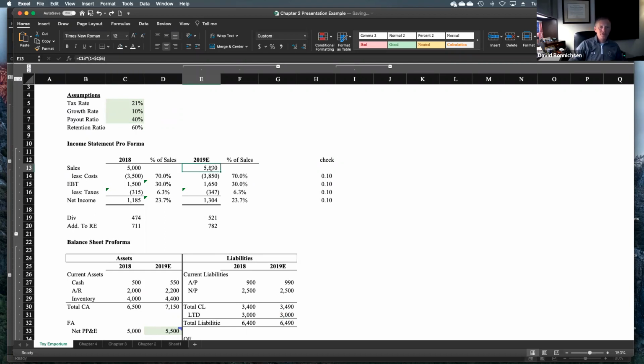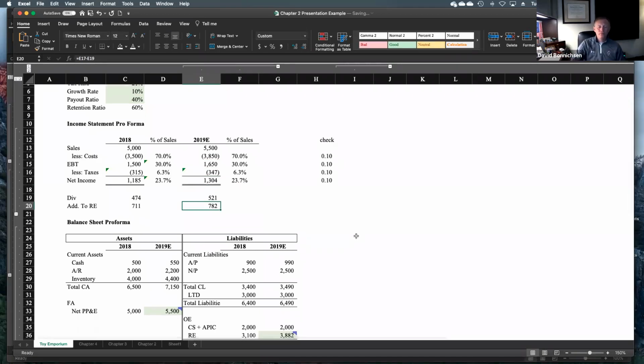We increased our sales by 10%. Our costs went up by 10%. EBT is sales minus cost. We calculated our taxes using our tax rate on EBT. And we calculated net income, EBT minus taxes. Based upon the data that we were given, we were told that the payout ratio was going to remain constant at 40%. So we took 40% times our net income to tell us what our dividends paid were going to be projected at. And then whatever was left over of the net income went to retained earnings.